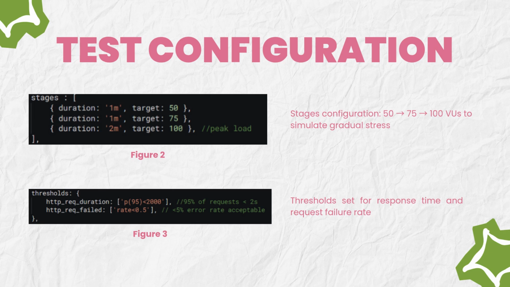For figure 3, I also defined two performance thresholds to evaluate the system's health. The first threshold checks that 95% of all requests complete in under 2 seconds. The second ensures the failure rate remains below 5%.